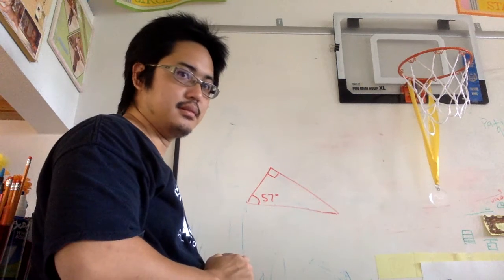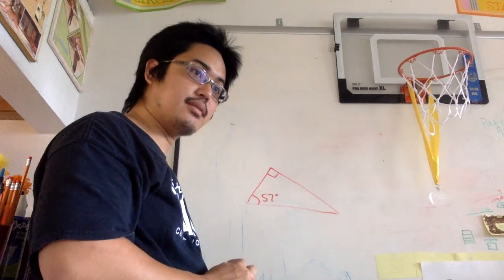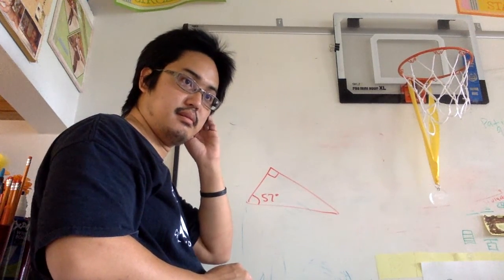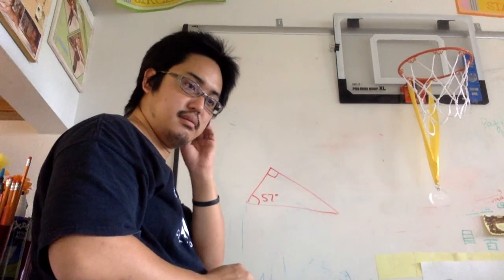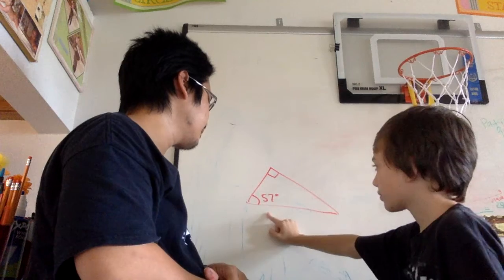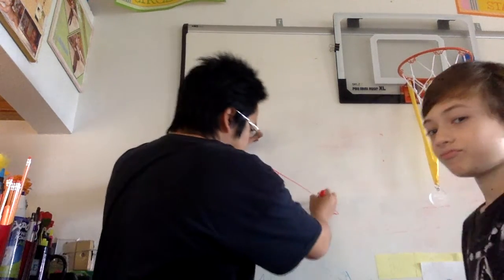That one is 33. How'd you figure that out so quick? I just added. 33 because that adds up to 90. Good. 33.